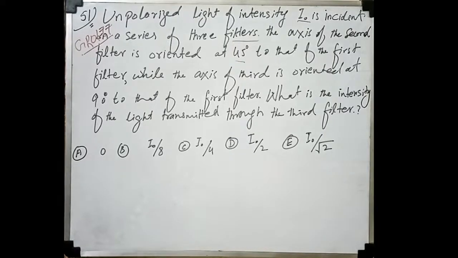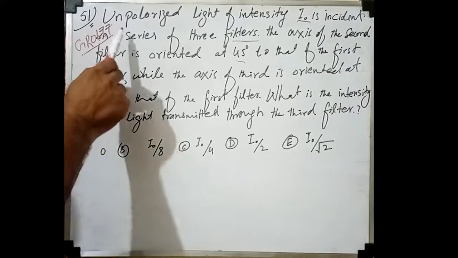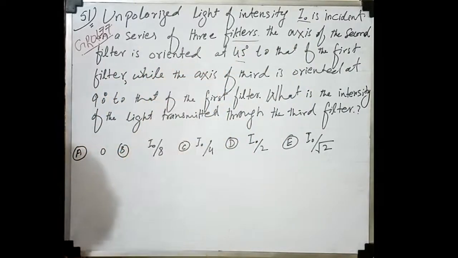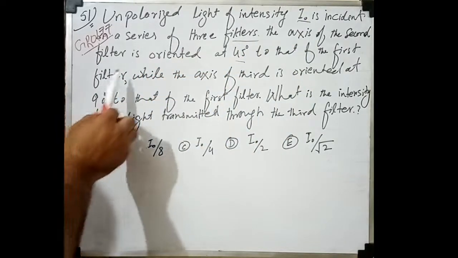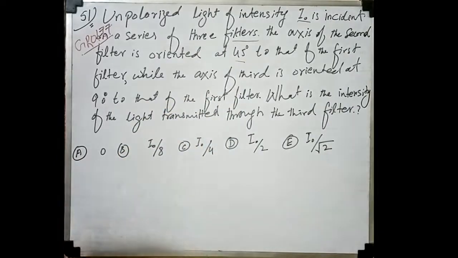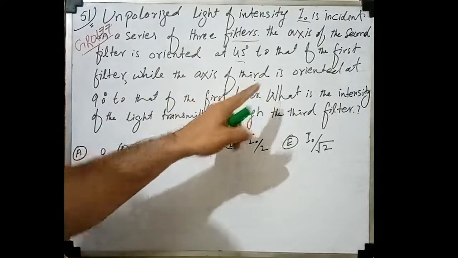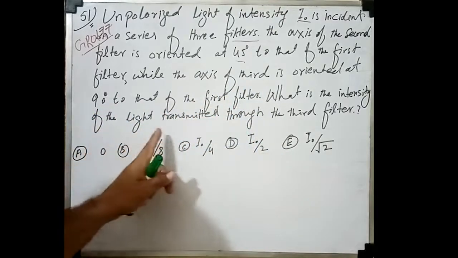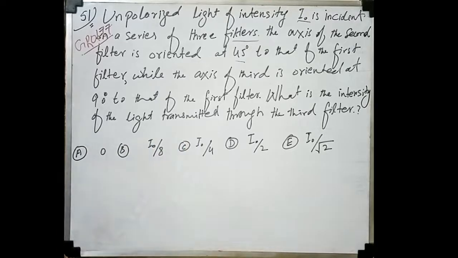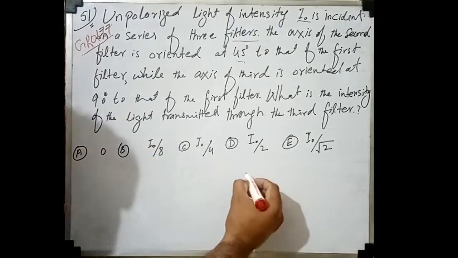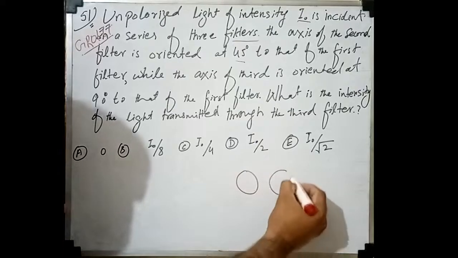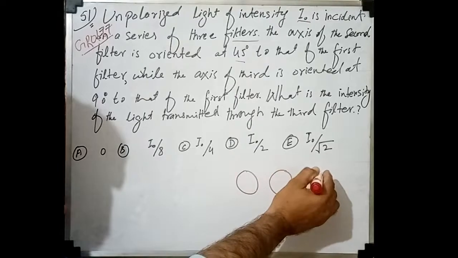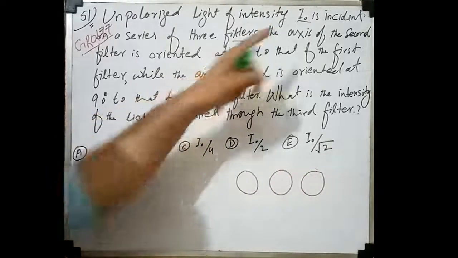Problem 51 states that unpolarized light of intensity I naught is incident on a series of 3 filters. The axis of the second filter is oriented at 45 degrees to that of the first, while the axis of the third is oriented at 90 degrees to that of the first filter. What is the intensity of light transmitted through the third filter? We have a series of filters. There are 3 filters, 3 polarizers, in front of a light wave having intensity I naught.